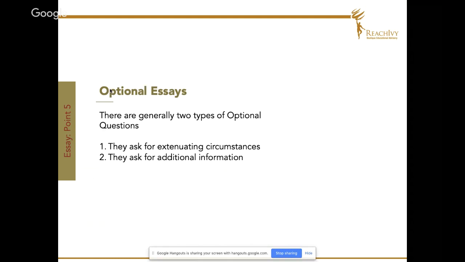The next point that I'd like to discuss here are optional essays. There are generally two types of optional questions. The first one, they ask for extenuating circumstances.